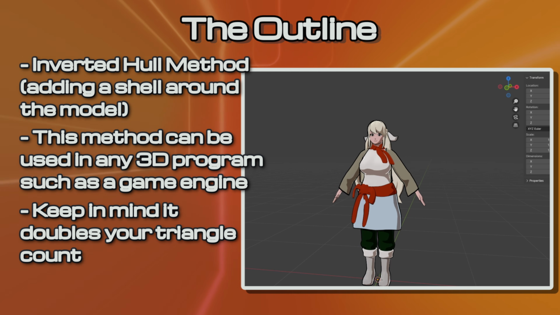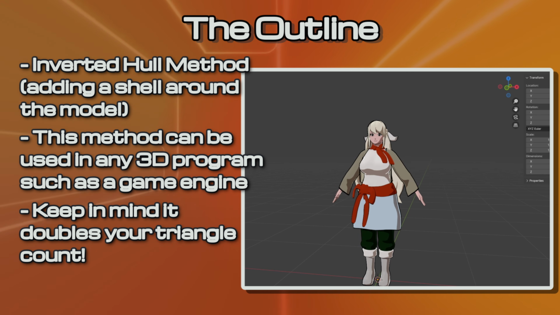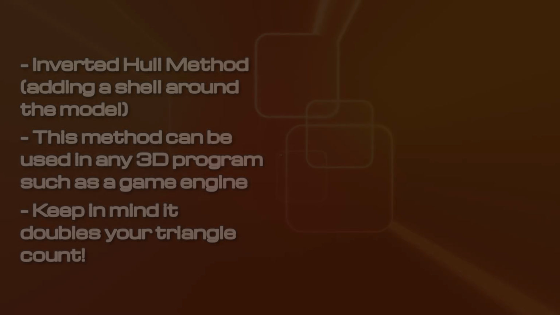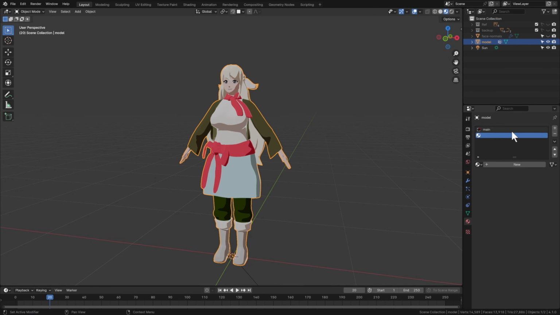Keep in mind this method doubles the triangle count of your character. In most cases it will be fine, but it may affect your polygon budget. I'll also show you how you can vary the line thickness to make your character look better in certain areas like around the face. Start by selecting your character and adding a second material.